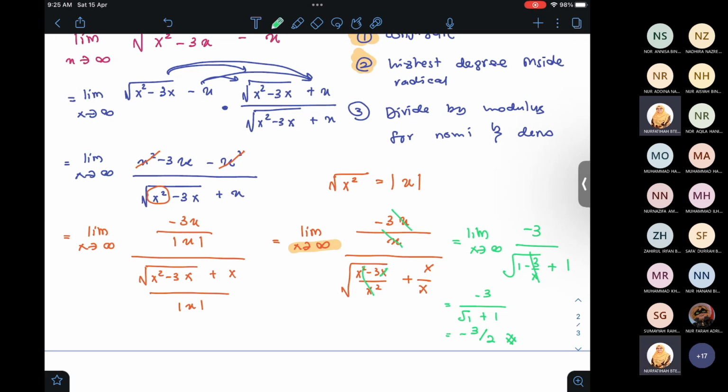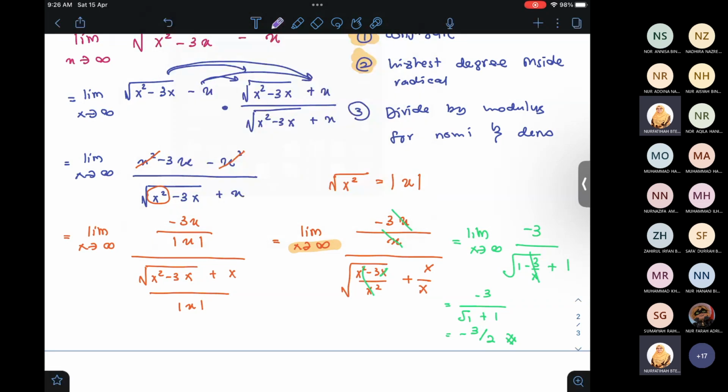If so, let's try some exercises. Now we go to exercise 1.4, page 36. I want you to try number 10 and also number 14. Look at your exercise. We go to number 10 and number 14.